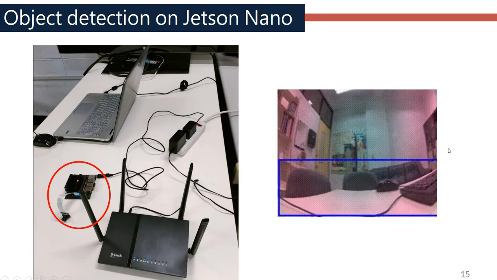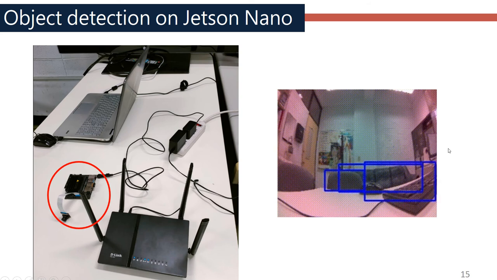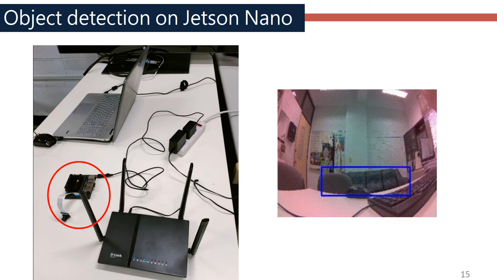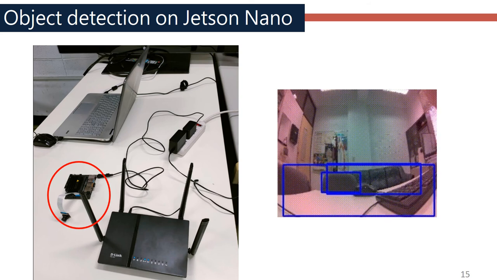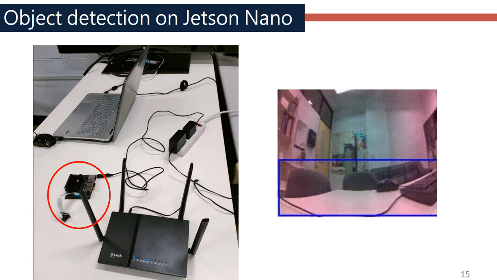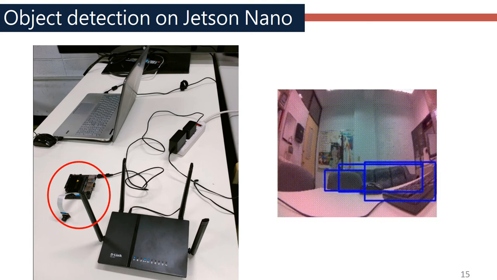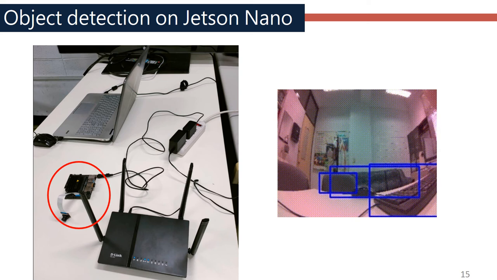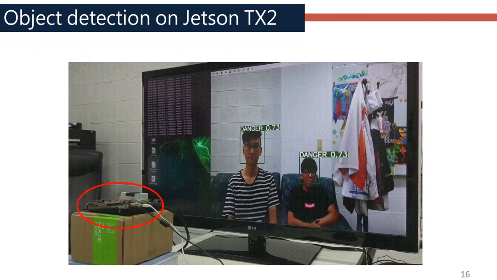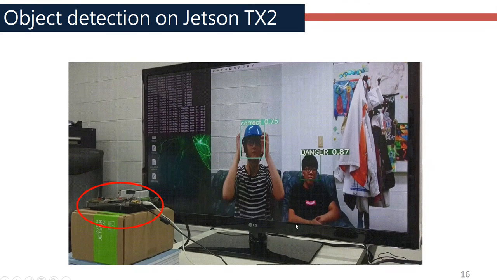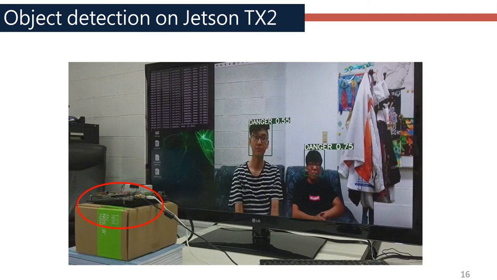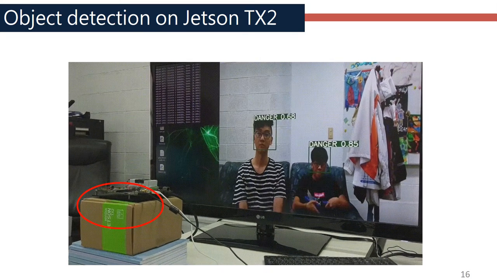And in many situations, when we finish developing the neural network, we want to deploy the AI models to an edge computing device. Okay, so here we deploy our object detection model to the Jetson Nano edge computing device. Here we deploy the object detection YOLO model to the Jetson TX2 edge computing device.